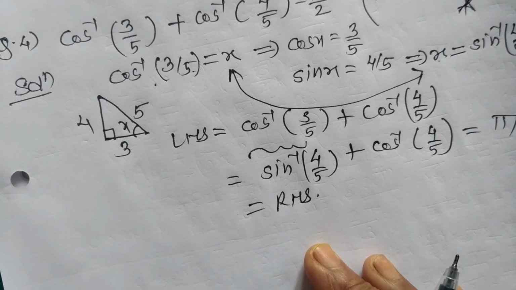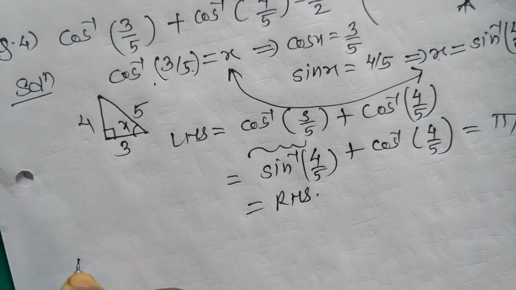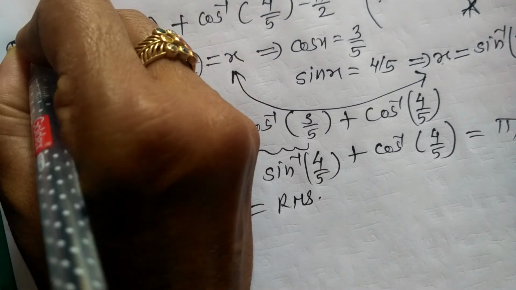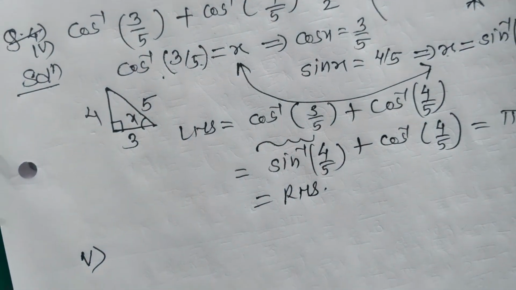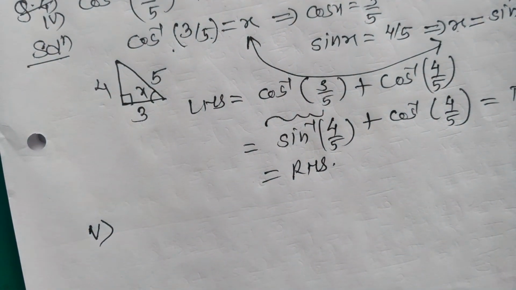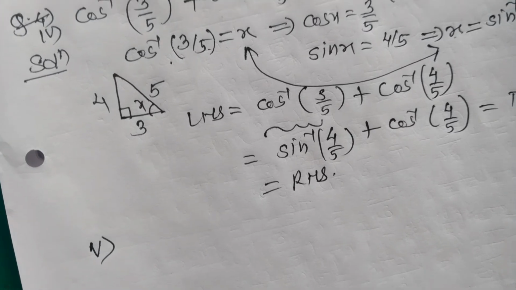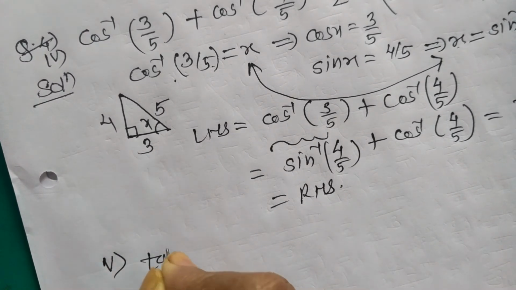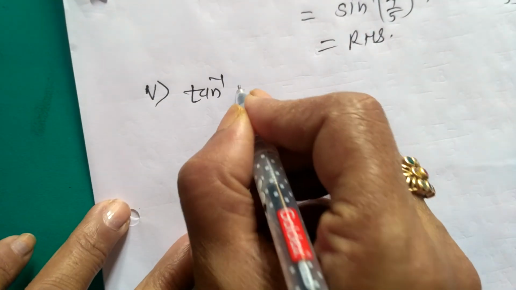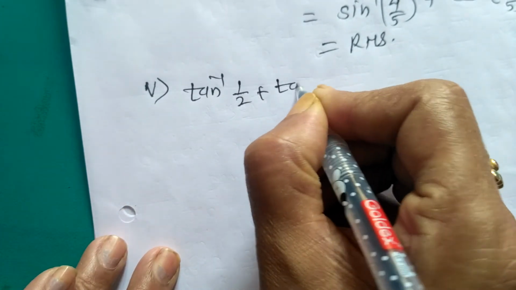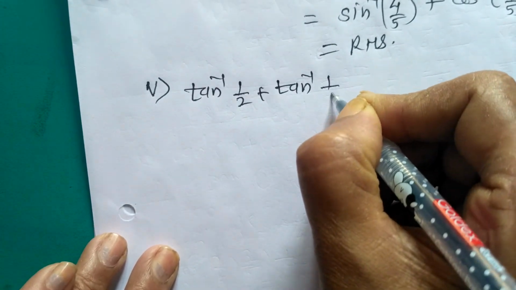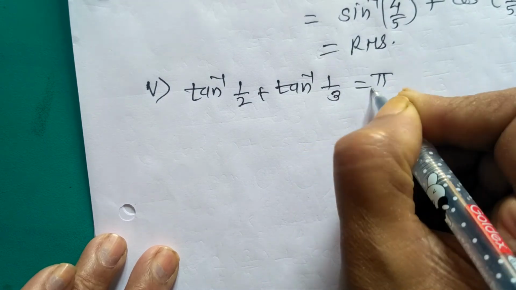So here question number 5 is given. Here this question number is 4. Question number 5 is given: prove that tan inverse 1 by 2 plus tan inverse 1 by 3 is equal to pi by 4. Tan inverse 1 by 2 plus tan inverse 1 by 3, which is equal to pi by 4.